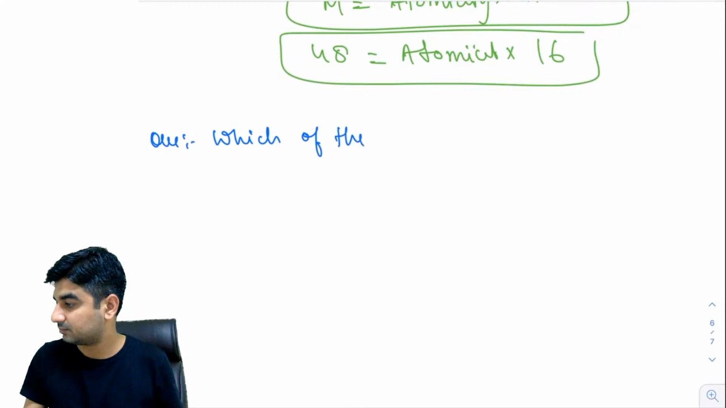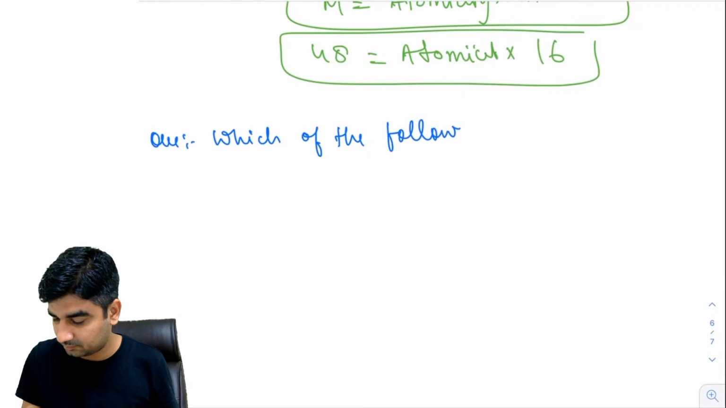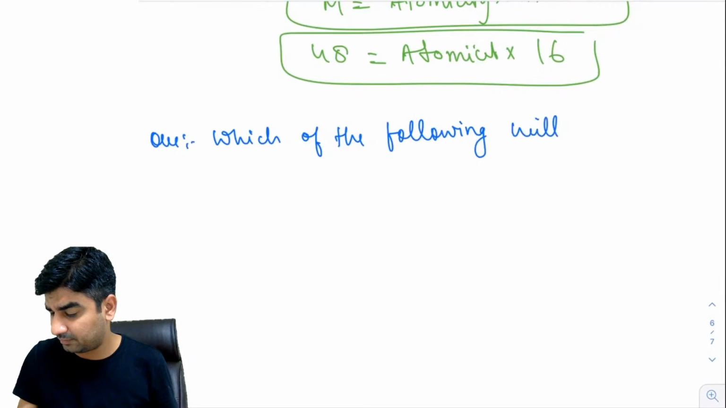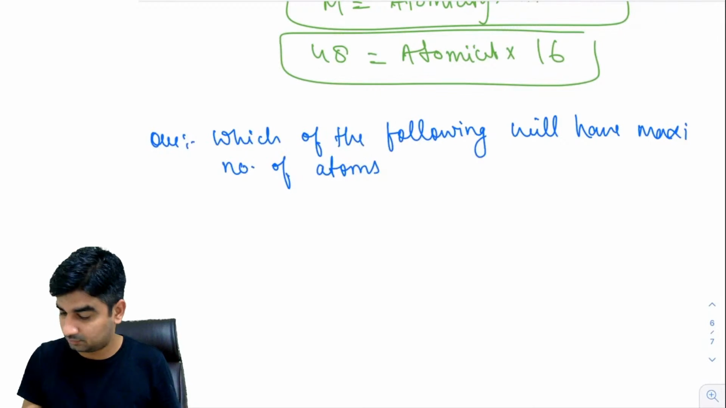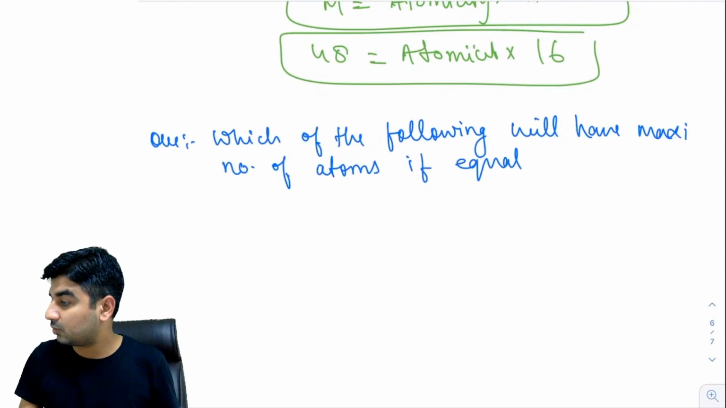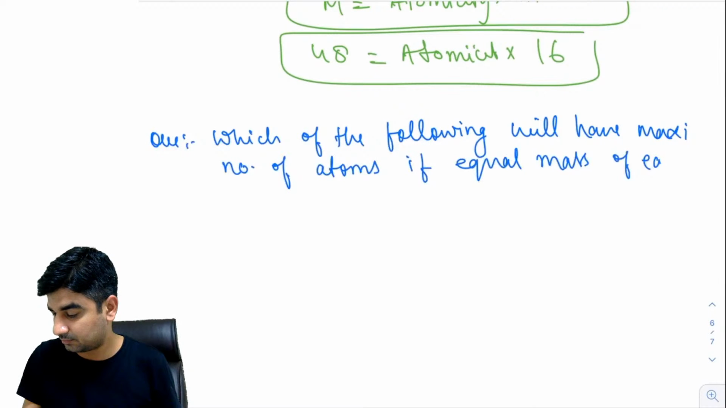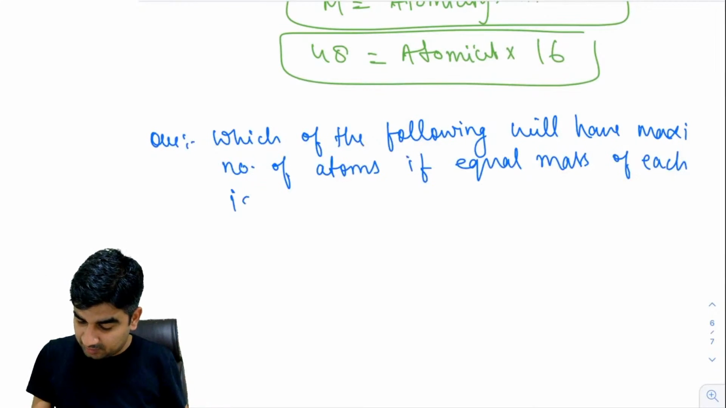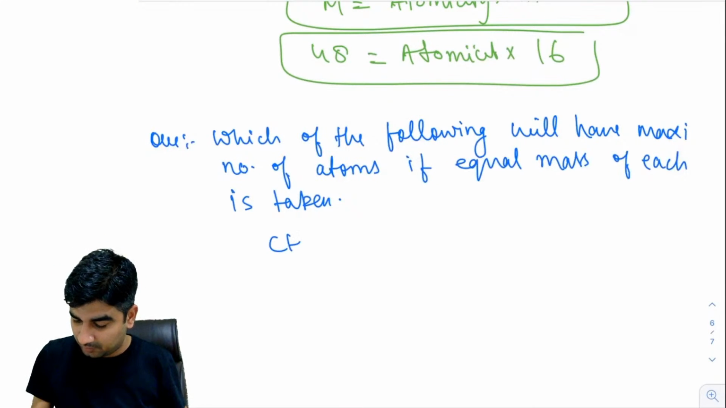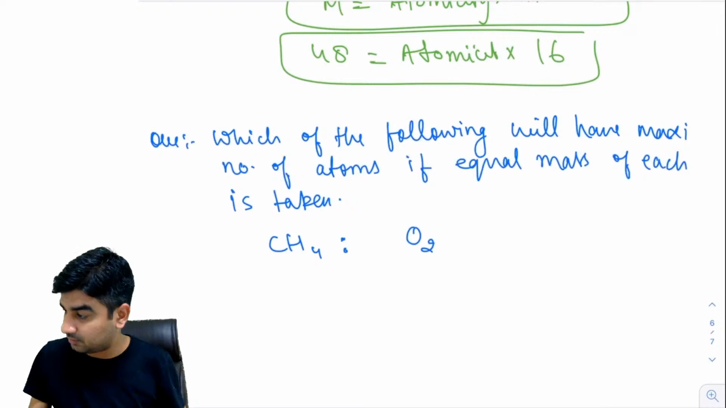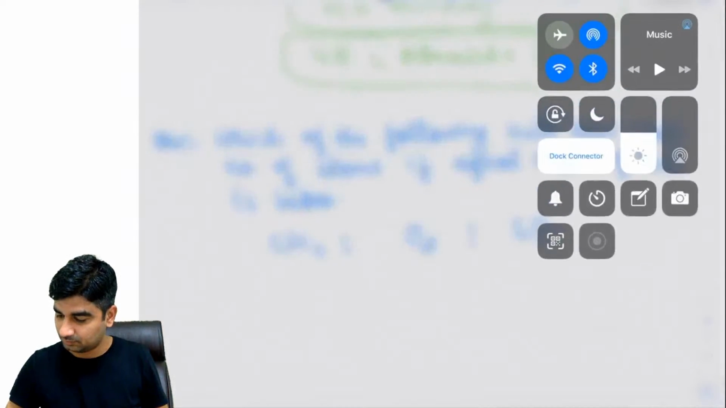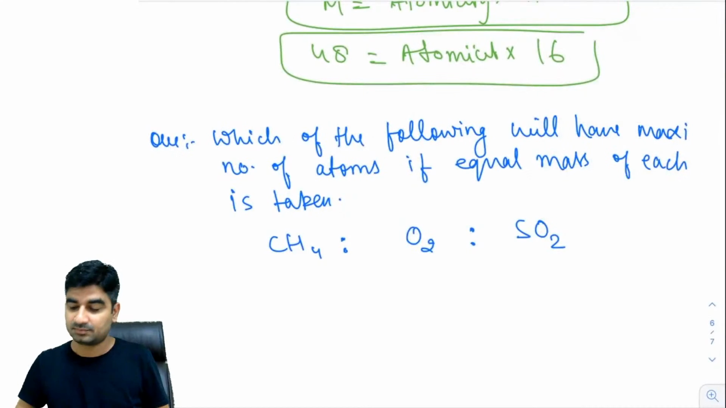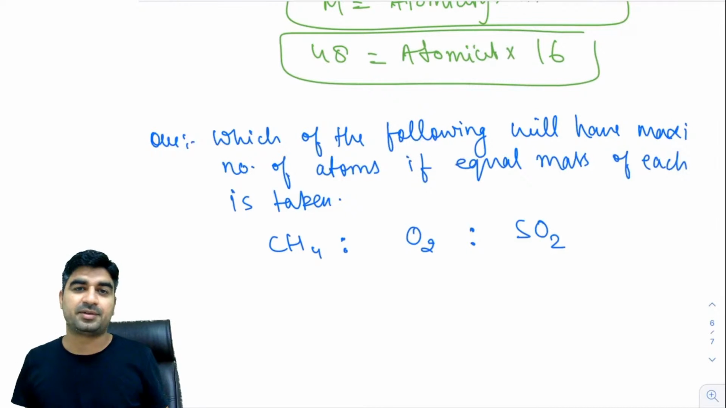Which of the following will have maximum number of atoms if equal mass of each is taken: CH4, oxygen, SO2. Yes, just do it.